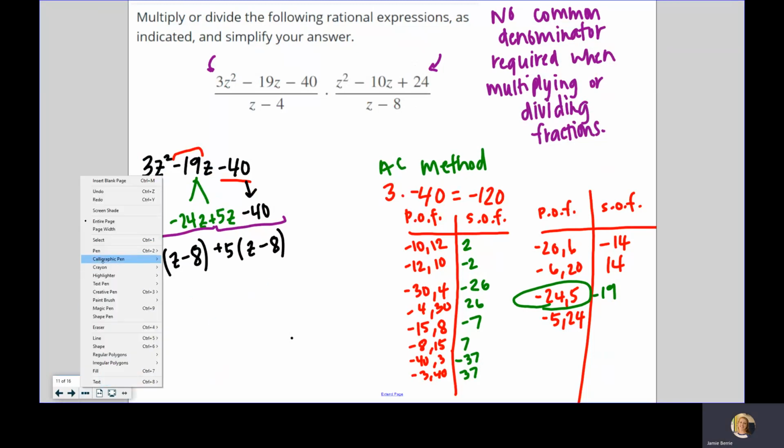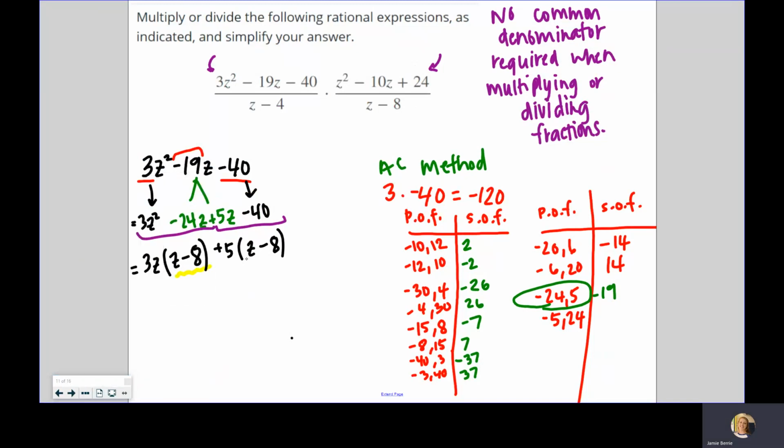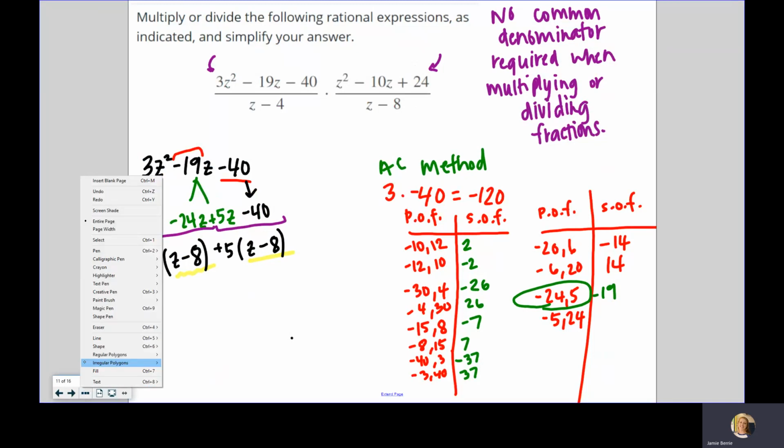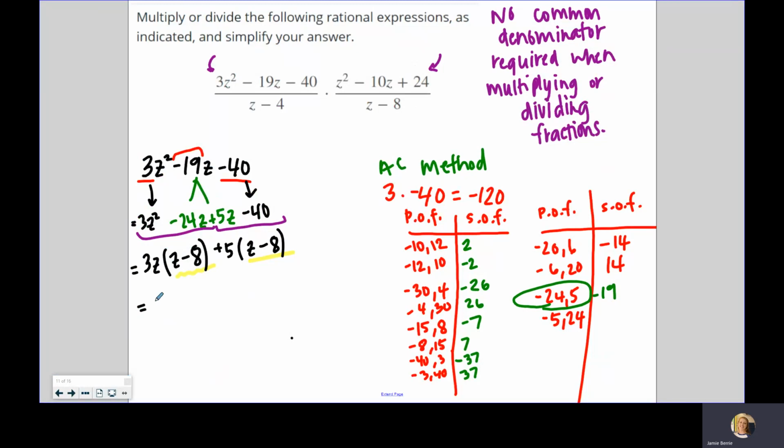All right, so you know you're on the right track because you've got the same thing here and here. So the same thing inside the parentheses. Sorry, I keep having to go back and forth and doing this. All right, so now you're going to pull out the common factor, which is z minus 8. Then you have to write the leftover stuff in the second set of parentheses. So 3z plus 5. All right, so let's put that as our new simplified numerator. Z minus 8, 3z plus 5.